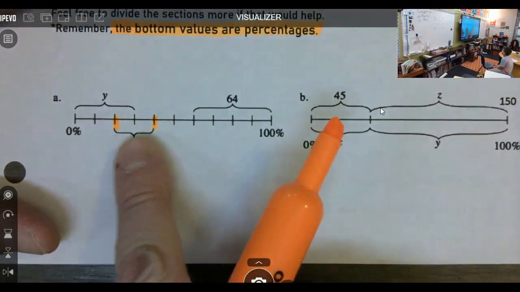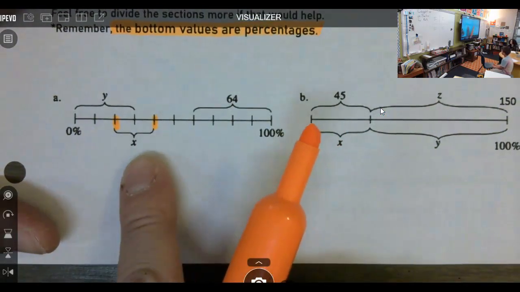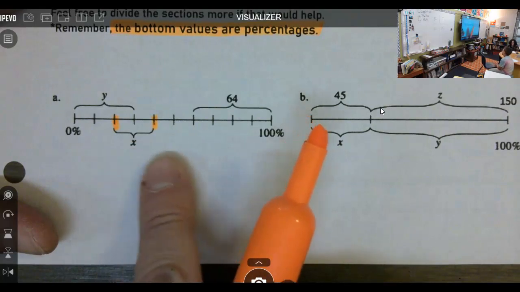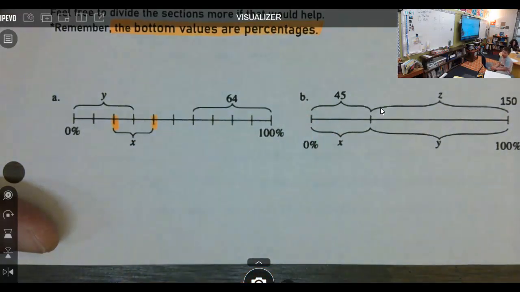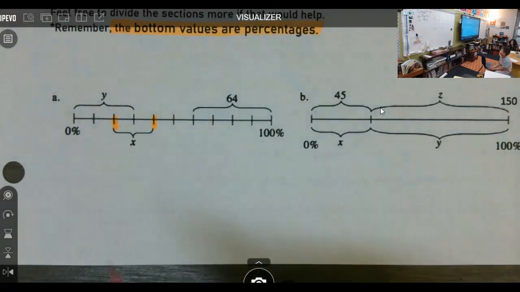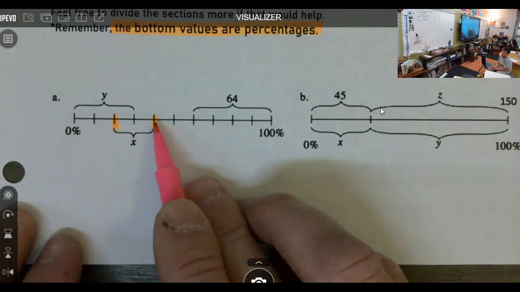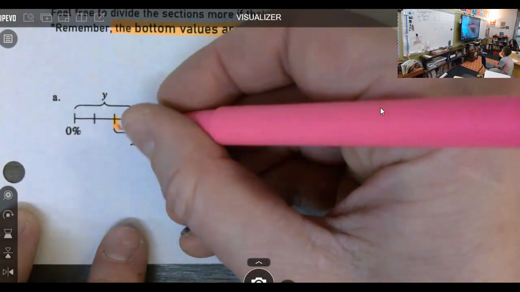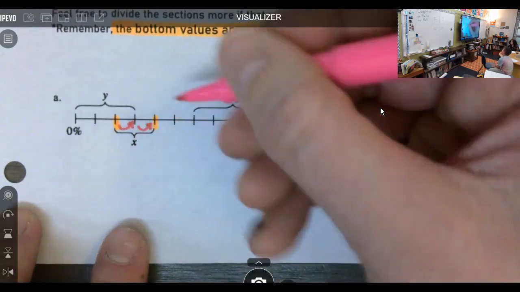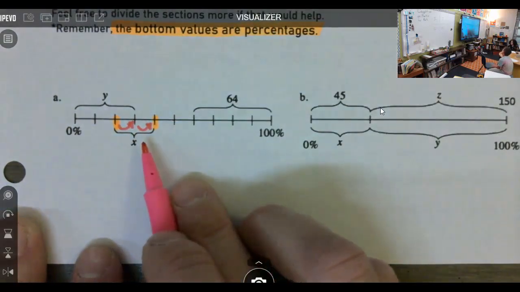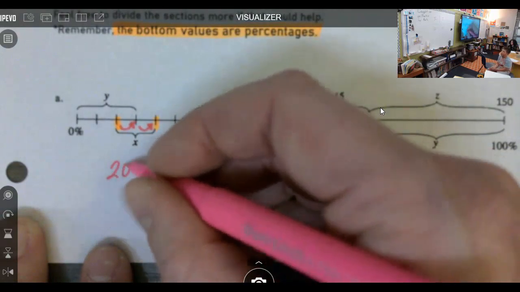How many spaces is the X looking at? Two of those spaces. So many people fell into the trap of saying 1, 2, 3, oh, this is 30%. No! It's how many gaps, how many spaces, how many jumps, and each of those is 10%. So that's 20%.